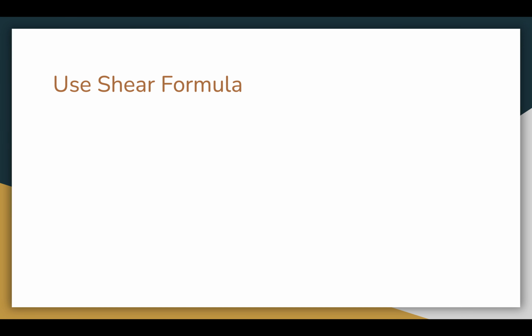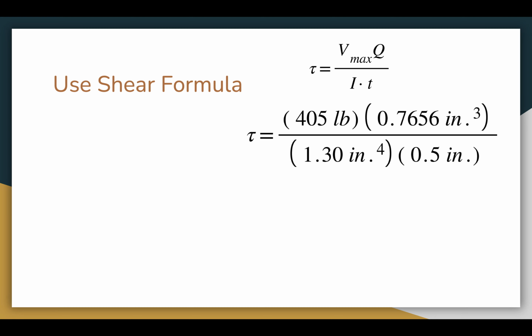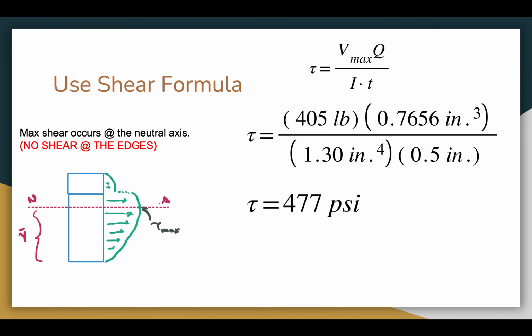So now we can use the shear formula, and it is Vmax times Q over the moment of inertia times the thickness. Plug everything in, and you get 477 psi. And we want to sketch the shear stress. And then we know that it's going to be max on the neutral axis, and it is.